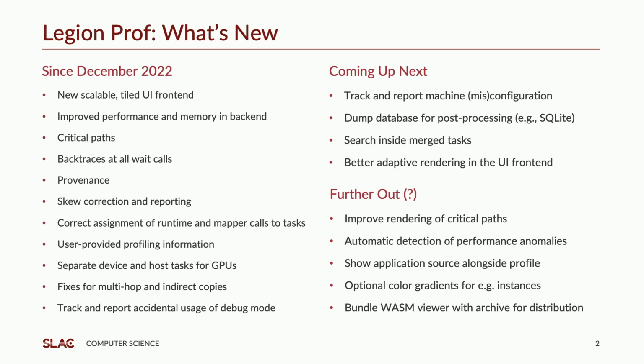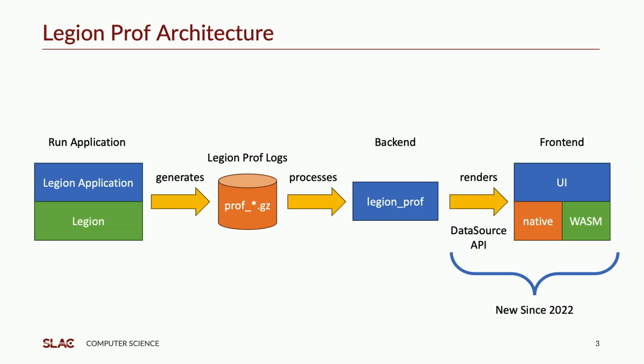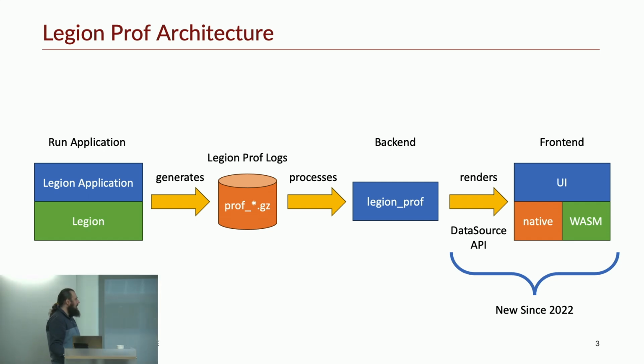Yeah, so I'm going to dig a bit more into some of the specific things that have changed. This is sort of the way that the architecture looks. So you have your application on the left-hand side. So you're running Legion. Legion is generating your profiles. So we dump some logs out to disk. And then this is an offline processing system. So we run this tool Legion Prof.